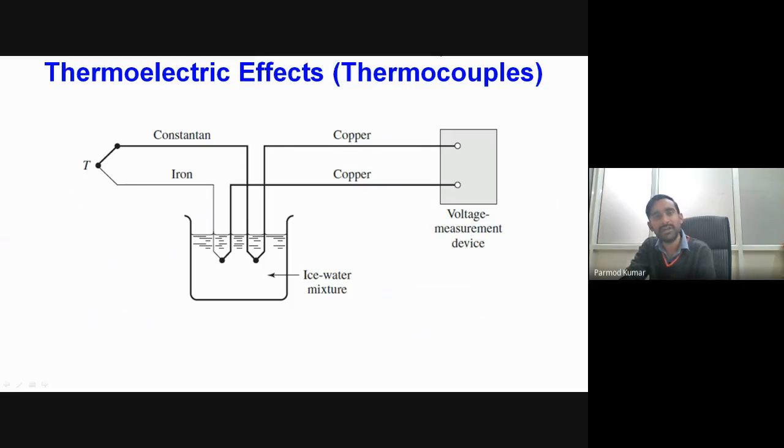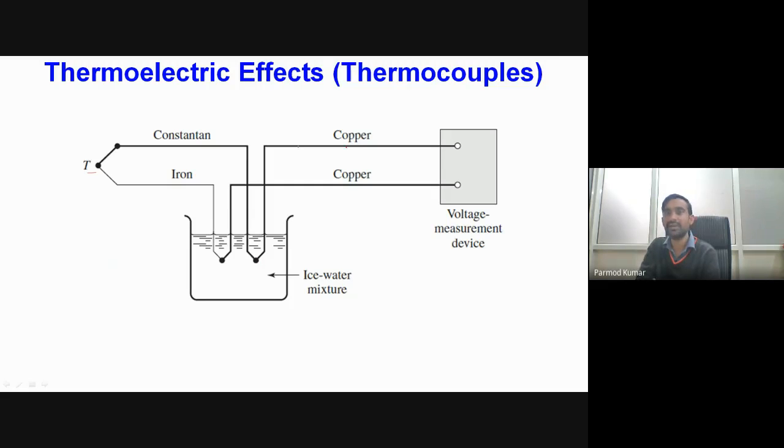Okay, so what we have over here is a constantan wire, and then one iron wire. These two are connected at some junction T. In this particular arrangement we have now created two reference junctions. This iron wire is connected to a copper wire at one reference junction, and the constantan wire is also connected to a copper wire. This is also considered a reference junction.